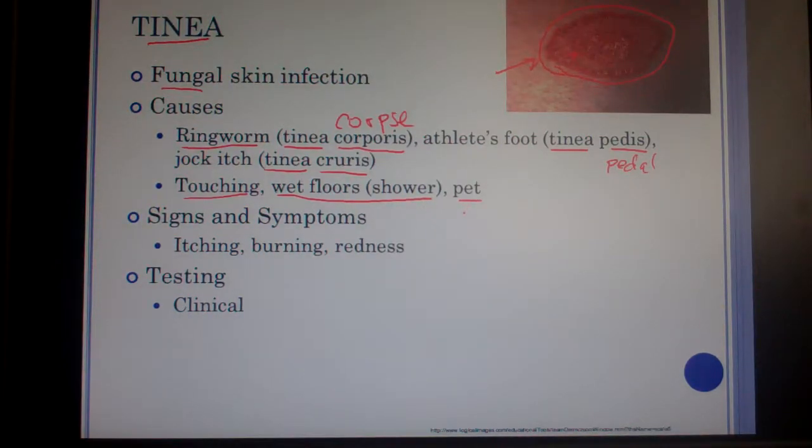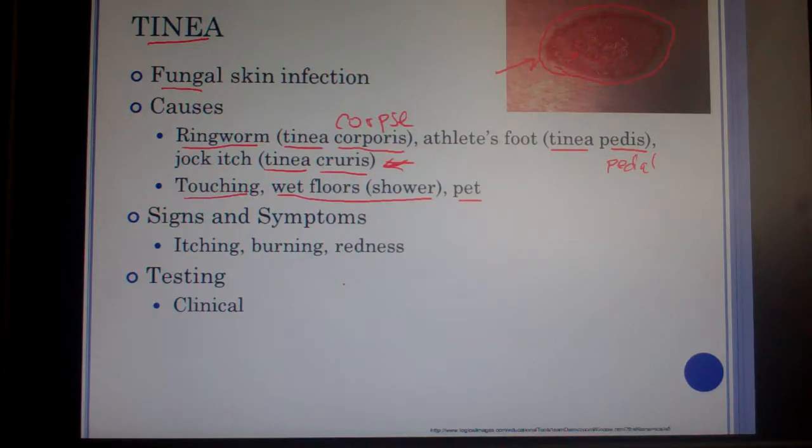You can even get them from pets. Obviously, you're probably not getting something like jock itch through a wet floor or something like that. But humidity and coming in contact with something with a fungus on it can cause that.